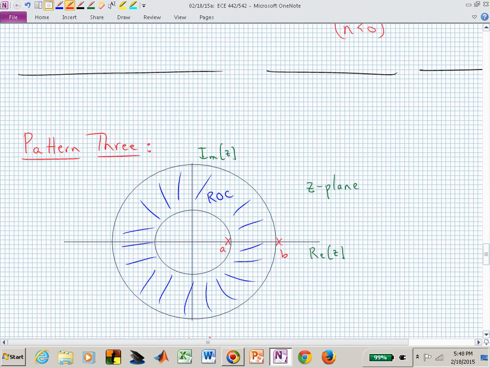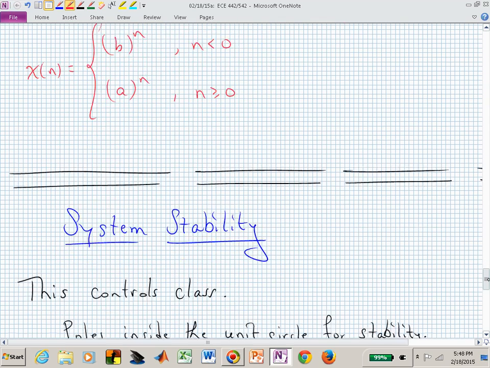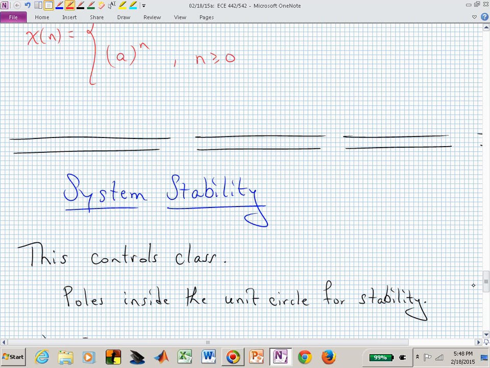This one, now you have the region of convergence outside one pole and inside another. That gives you your two-sided behavior. And those are now your 3 patterns that you need to know. And you can determine causality just from the pattern. Stability is a different question, isn't it? That depends on where those poles are located relative to the unit circle. Now, let's talk about system stability.